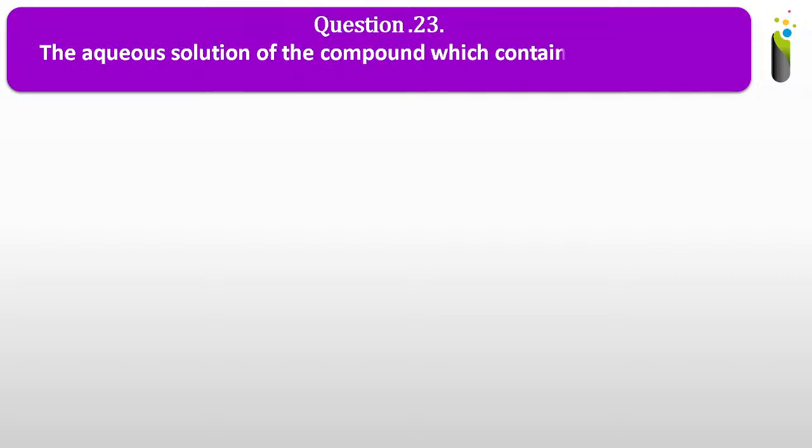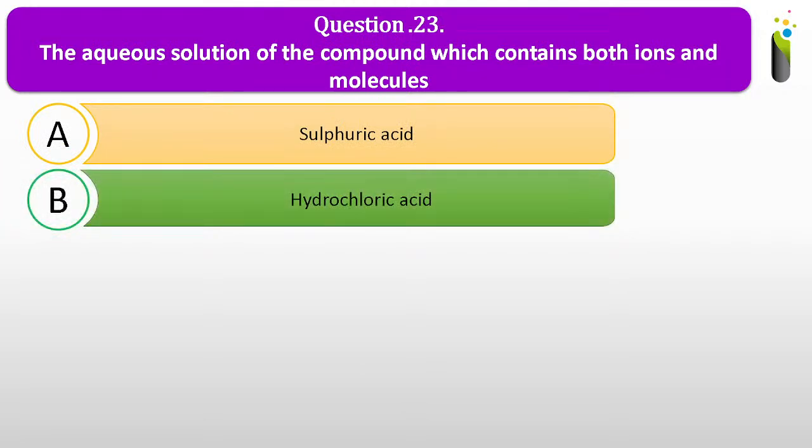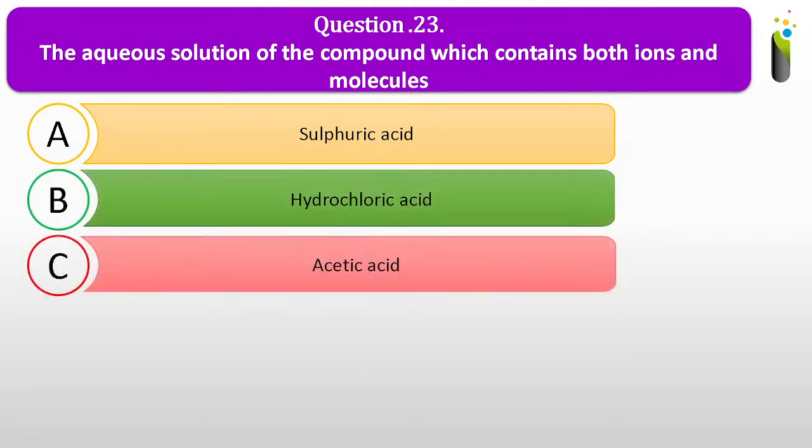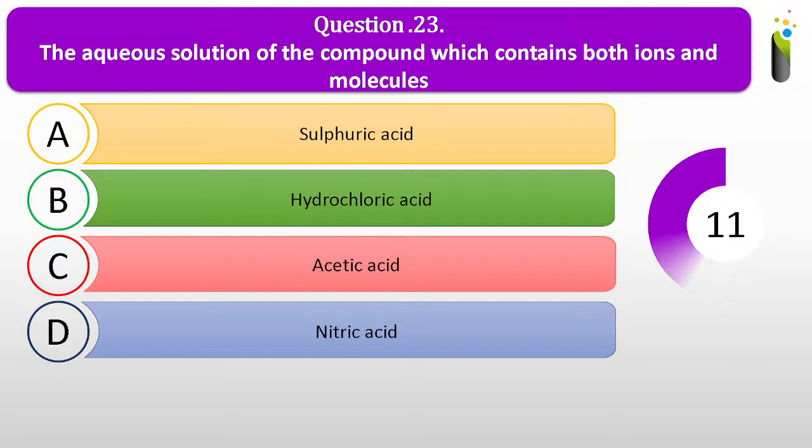The aqueous solution of the compound which contains both ions and molecules is dash. A. Is it sulfuric acid? B. Is it hydrochloric acid? C. Is it acetic acid? D. Is it nitric acid? So, name the aqueous solution of the compound which contains both ions and molecules. Answer me for question number 23.